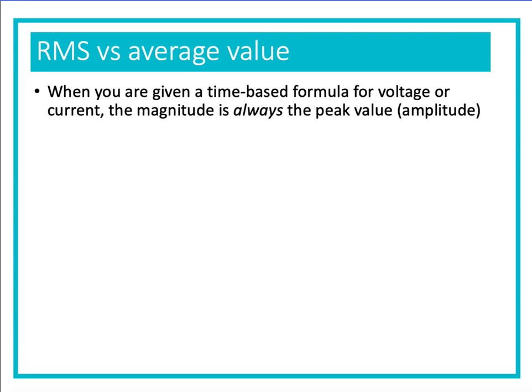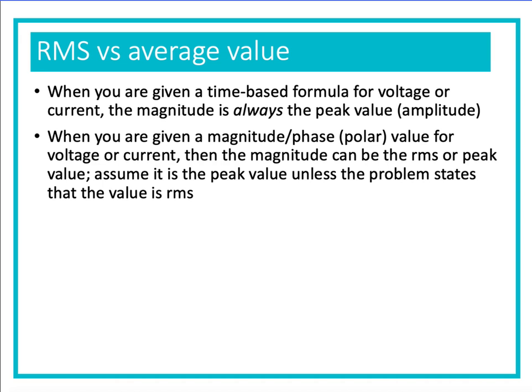So when you have a time-based formula, the magnitude that you're given is always the peak value or the amplitude. So if you're given a time-based formula, whatever the constant before the sine or the cosine, that's always going to be the peak value. If you're given the magnitude and phase, the polar value for voltage and current, then the magnitude might be RMS or it might be peak. In this class, assume that it's the peak value unless I tell you or the problem tells you that the value is an RMS value.